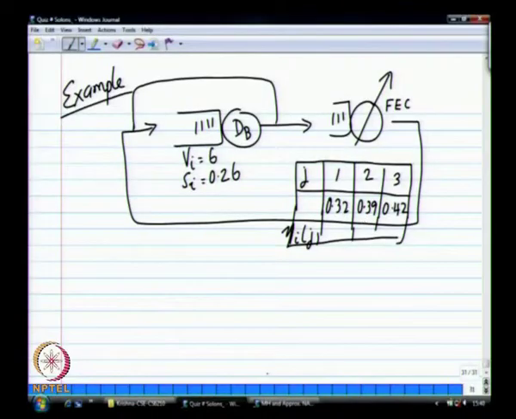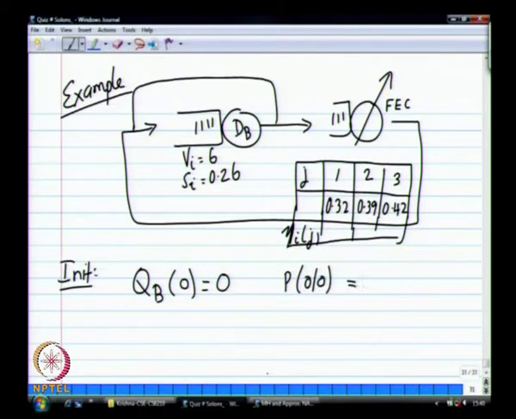So there are only 2 queues to worry about. This is your variable capacity server depending upon the number of customers in that queue. So the initialization parameters: remember QB of 0 equals 0, when there are no customers in the system itself, and P of 0,0 equals 1. For a load dependent system we use the probabilities Pjn. This is 0 customers in this queue, and when there are 0 customers in the system that is always equal to 1. So this is our starting point.